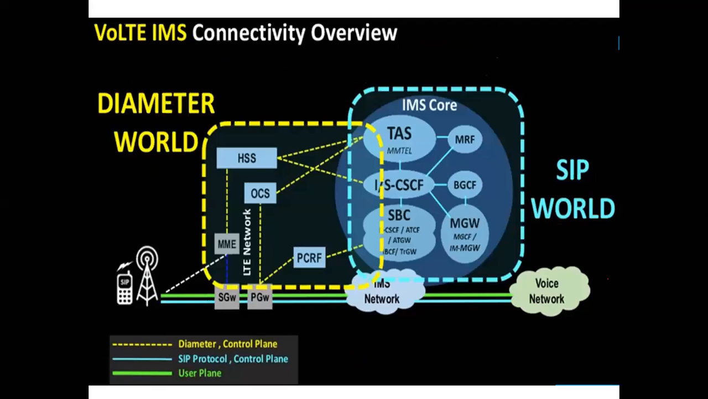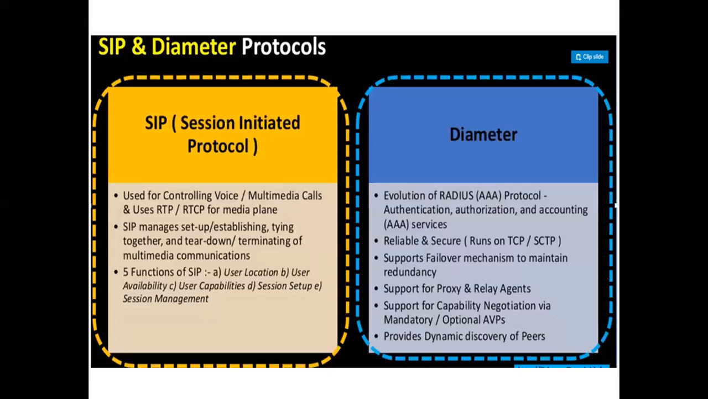Another thing is your diameter. There are two more protocols, and diameter is generally used for the control plane in our LTE core network, but in the IMS core network they generally use the Session Initiation Protocol. So this is the difference between SIP and diameter.